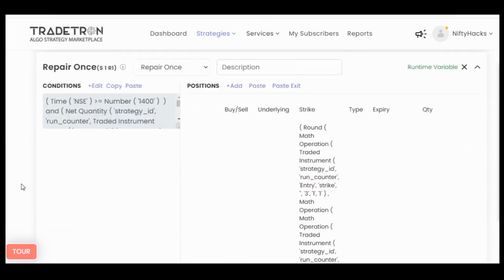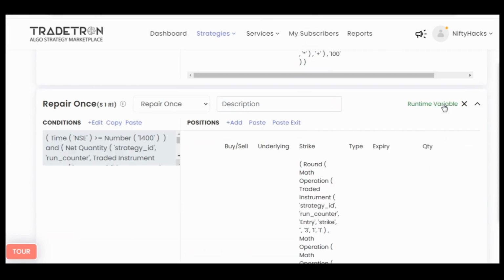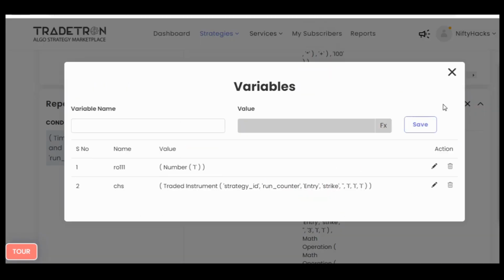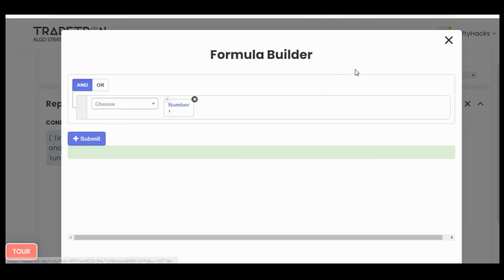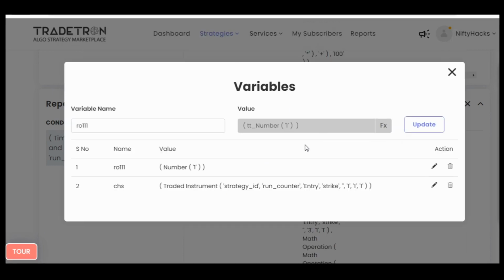Now, as soon as we buy the hedges, we are entering via a runtime variable. This is the change from the iFAAD version 1 video. So here we are storing the value via a runtime variable, as you all know. What I have done is I have given the name RO111 and I have given it the value of number 1. So as soon as this repair one, which is the call side break even hedge buy, happens, Tradetron will give this variable the value of number 1.